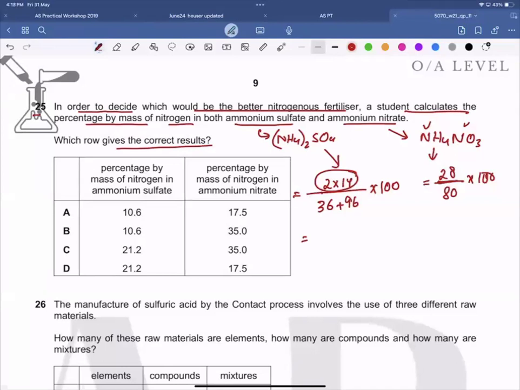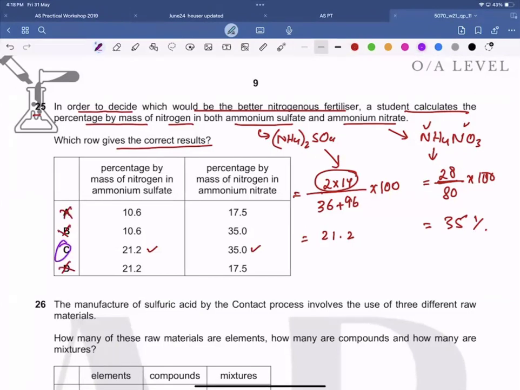So here I'm getting 35%, right? And here I'm getting 21.2%. So this means C is the correct answer. So A, B, and D go wrong, and C is the correct answer. Is this understandable to all of you?